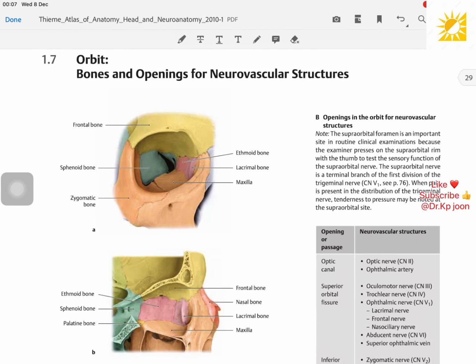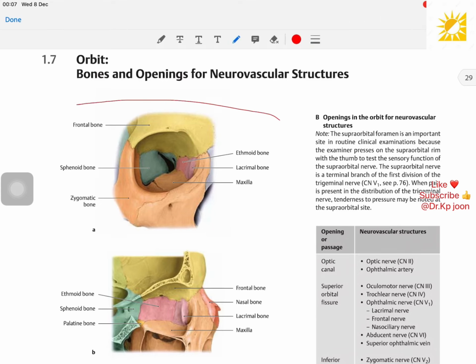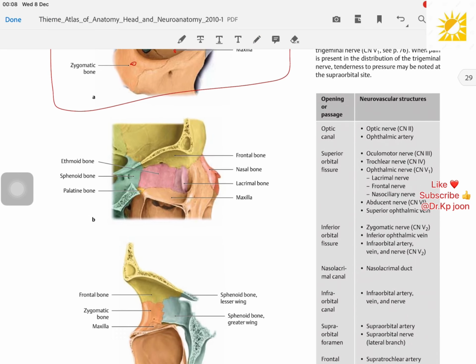Hello everyone. Today we are starting the orbit. It's the bones and openings for neurovascular structures. See this diagram. It's the frontal bone, sphenoid bone, zygomatic bone, and ethmoid bone, and this is the lacrimal bone, and it's the maxilla. See the next diagram.